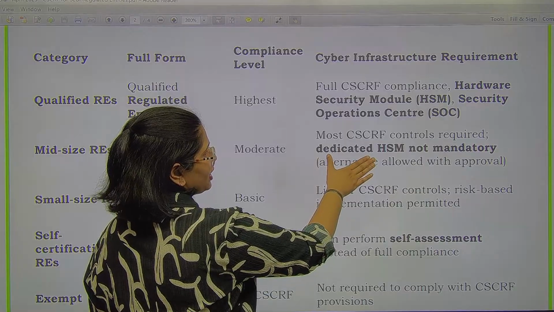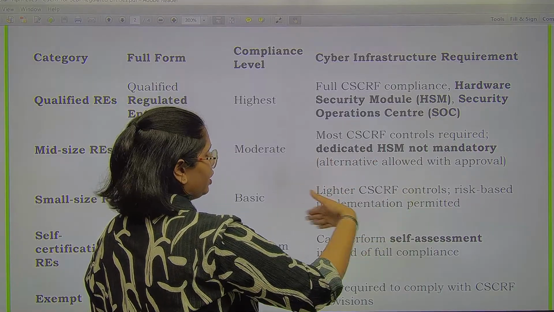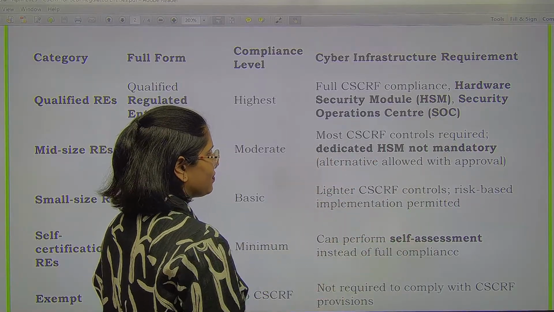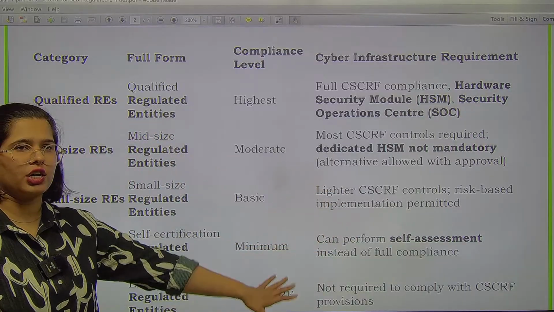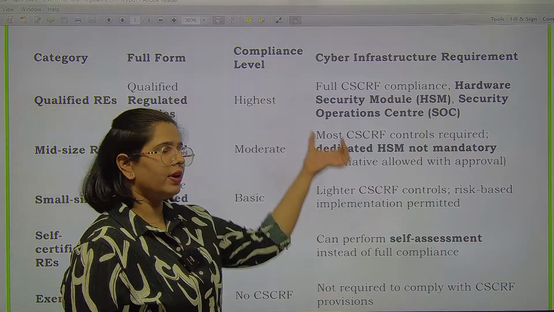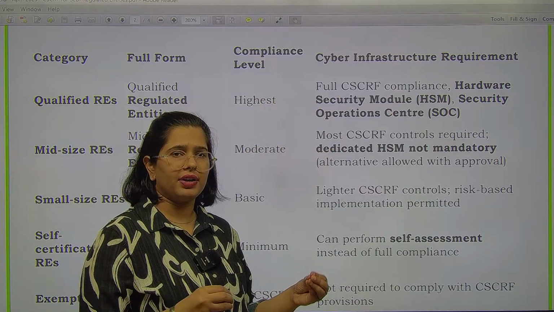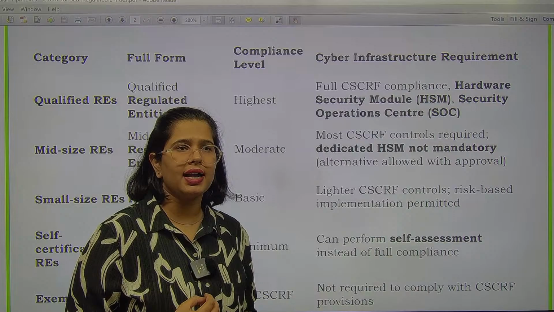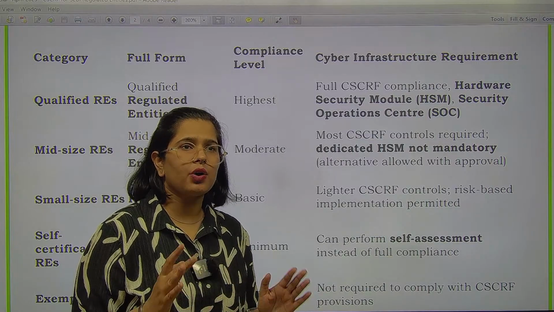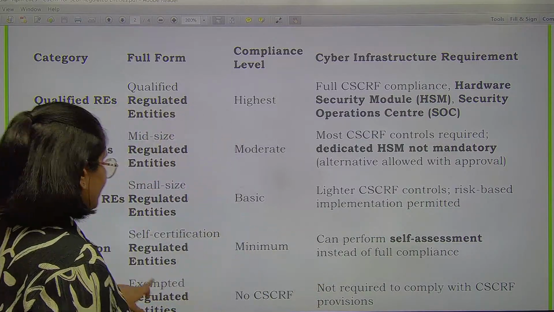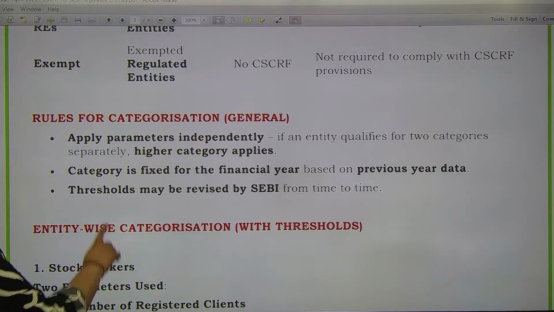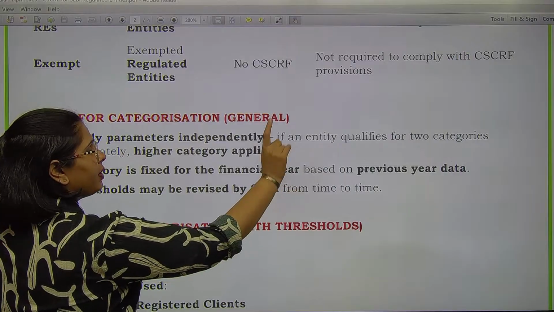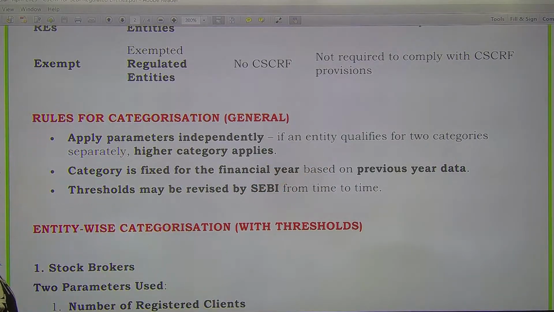Dedicated hardware security module is not mandatory. You can go for the alternative as well. Lighter controls, can perform the self-assessment, not required. Basically, right now over here, you don't have to learn this very specifically. What you have to understand is on whom these requirements are applicable. So let's see this. Number one, categories for the financial year will be fixed on previous year data, very important.